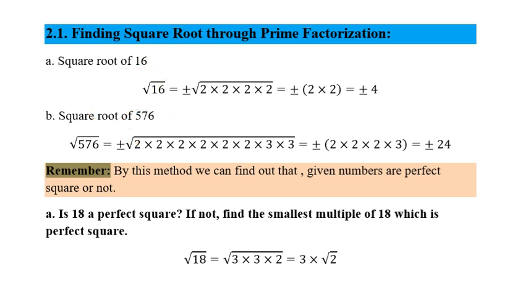Now we are going to check one more example. Is 18 a perfect square number? If not, find the smallest multiple of 18 which is a perfect square number. With the help of this question, you can solve many questions. That means from this question you can find out which number you should multiply to make it a perfect square number, or which number you should divide by to make it a perfect square number. This type of question you can solve with the help of this.